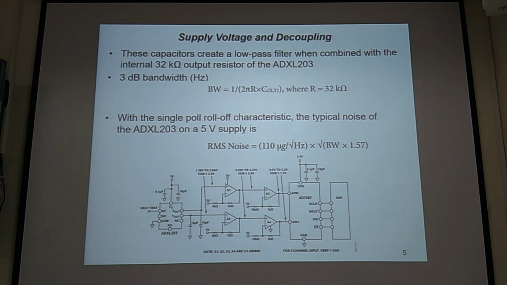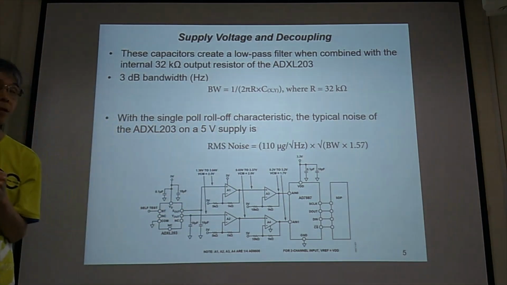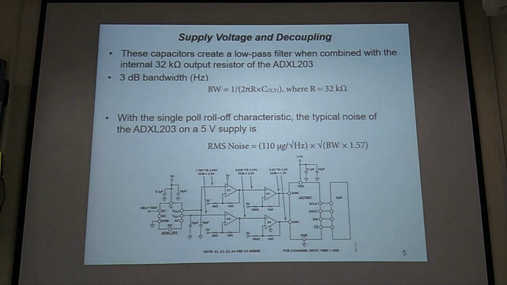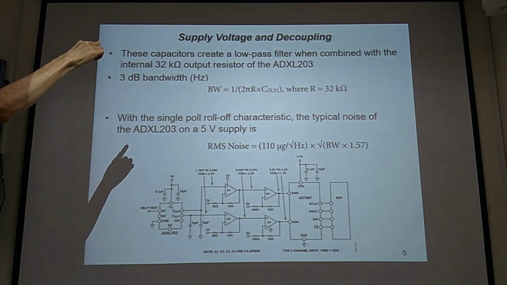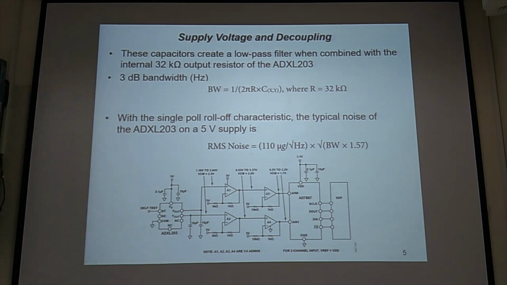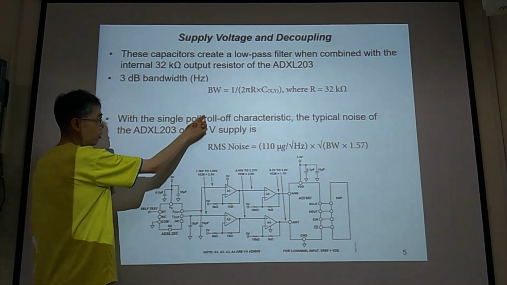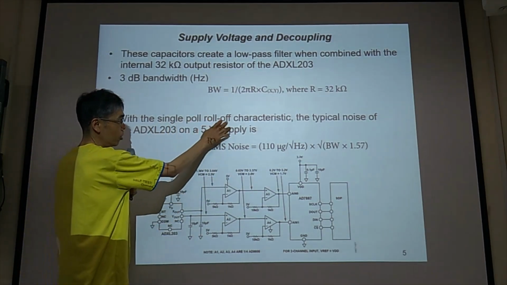Okay. Then the roll off, because this one is a low pass filter. So if you look at the frequency response, we have some gain, but after this frequency, the gain drops. So we call this roll off, like a ball rolls down along a hill. So this is a single pole roll off characteristic.